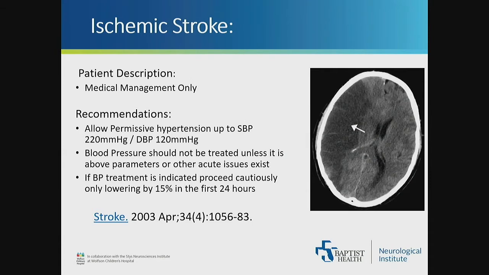Recommendations are to allow permissive hypertension for these patients. We're going to allow their blood pressure to go up as high as it needs to. Unless it's above 220 or 120, we're not going to touch their blood pressure. This blood pressure should not be treated, like I just said, unless they're above those parameters or these patients have other acute problems. If the blood pressure is indicated to be treated, we need to proceed cautiously by only lowering that blood pressure by 15% in the first 24 hours.